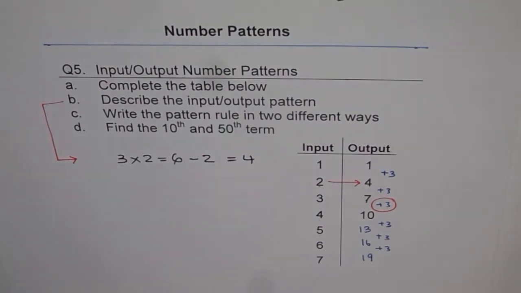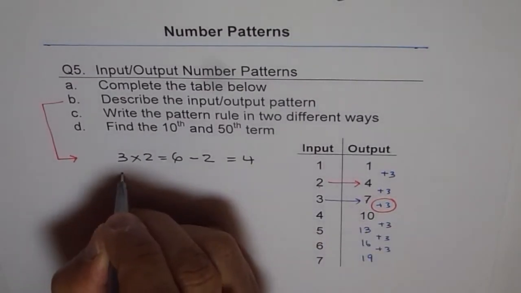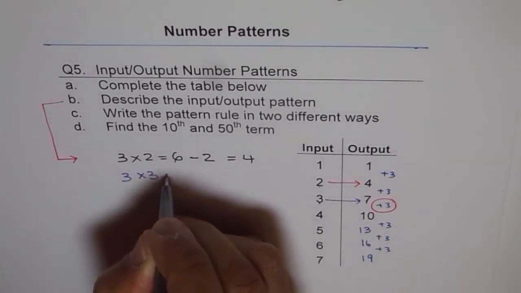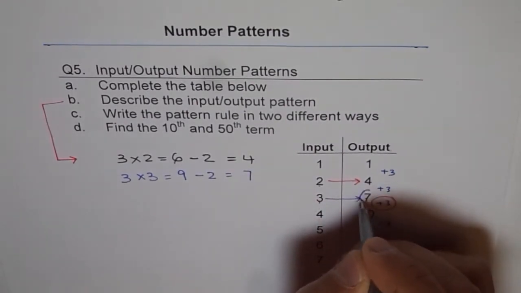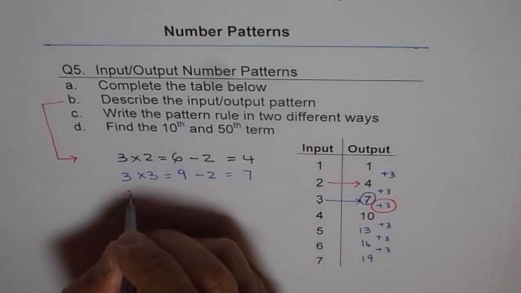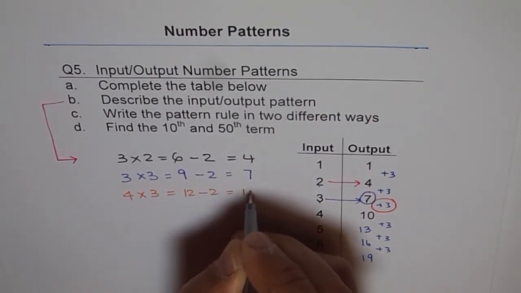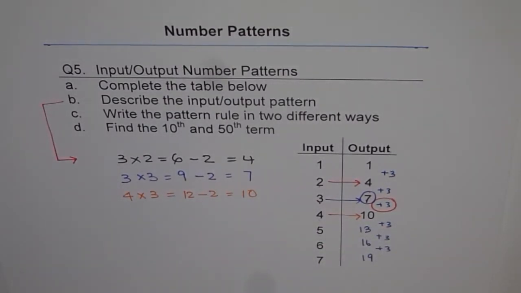Correct. But does it always work? Let me see if it works. Let me use it with 3 and 7. So I will do this. 3 times 3. This time the number is 3, right? 3 times 3 is 9. What is 9 minus 2? 7. Oh yeah, it works, it works. Okay, let me try with 4 this time. So what is 4 times 3? 4 times 3 is 12, minus 2 is 10. Oh yes, it works. So the formula works.